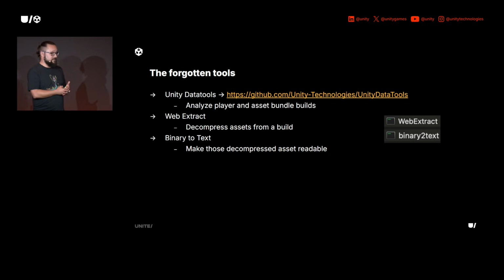Web extract is basically the compressed assets that you have in your release build. It decompresses those, and then you use binary to text, which uses those decompressed assets and transforms them into a somehow human-readable YAML file, where you get all the UIDs that you can then pinpoint to your project. You get the preload tables and everything, how the asset bundle system, for example, works.